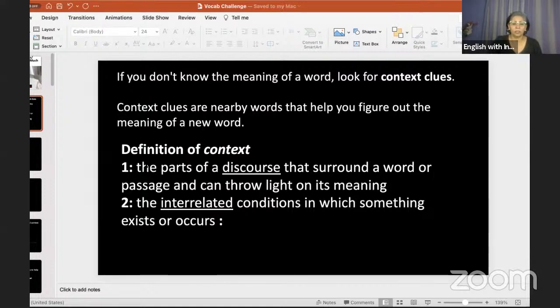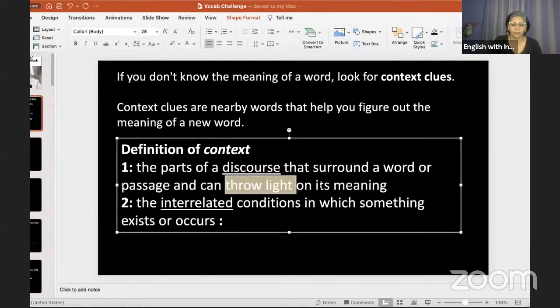And then this one is the Merriam-Webster dictionary definition. This is pretty much the same: the parts of a discourse that surround a word or passage and can throw light on its meaning. Now, throw light on its meaning. That means even if you don't know a particular word while you are reading, if you look around at the other sentences, that helps you to understand.